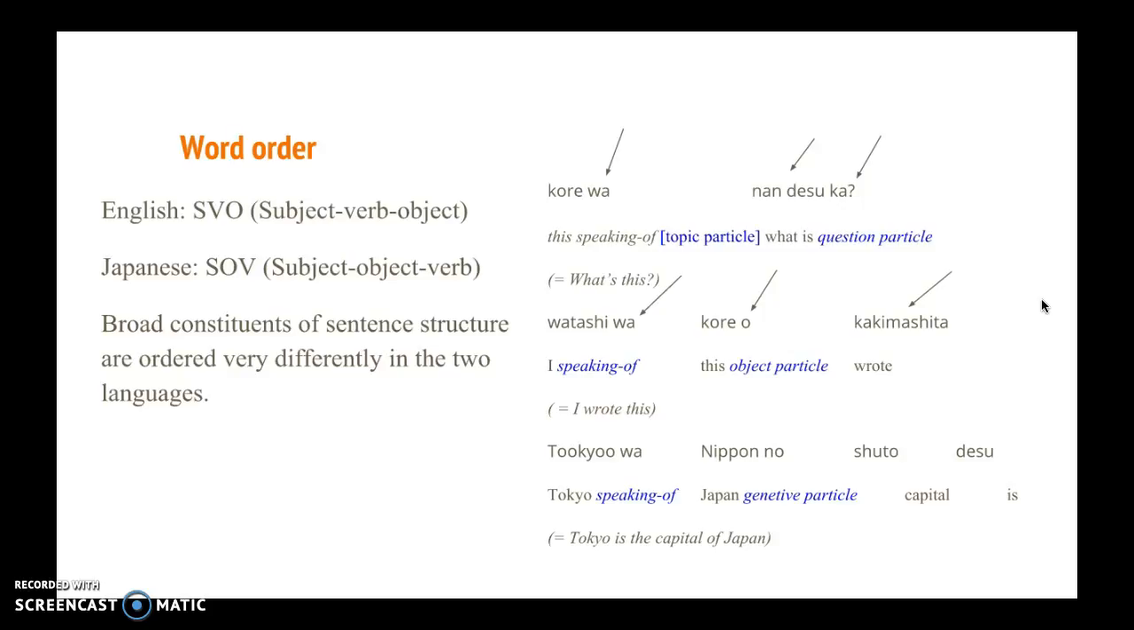So let's take a look at the third one, which is 東京は日本の首都です. So this basically means Tokyo, Japan, capital is, with the verb at the end. And particles, as usual, the wa denotes what I'm speaking about. Nippon no is a genitive particle, and then capital, and then the verb at the end. This should be Tokyo is the capital of Japan.